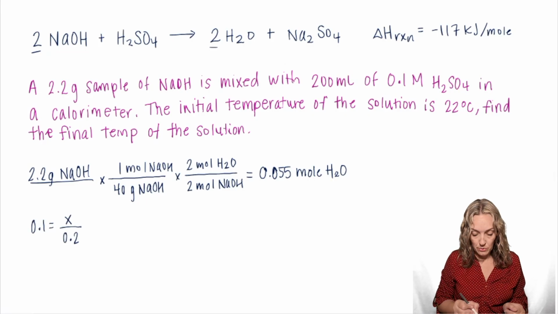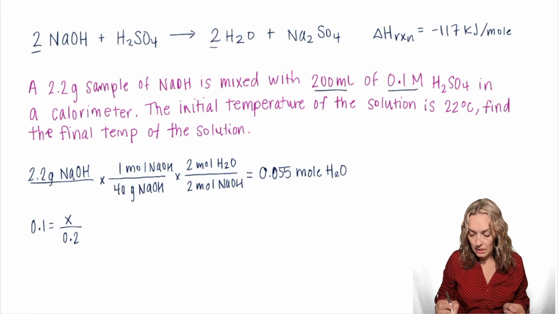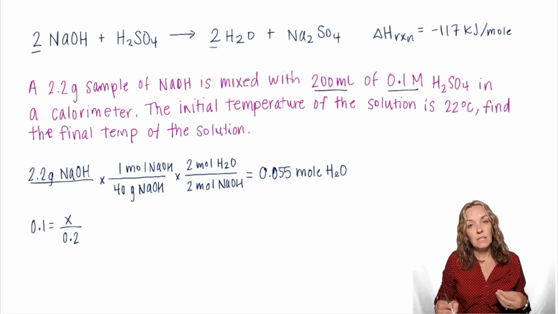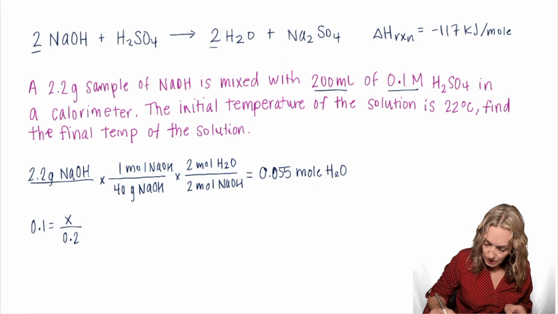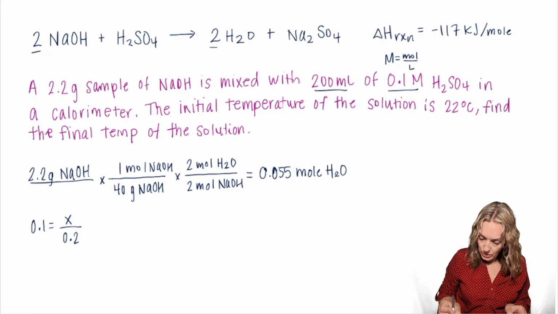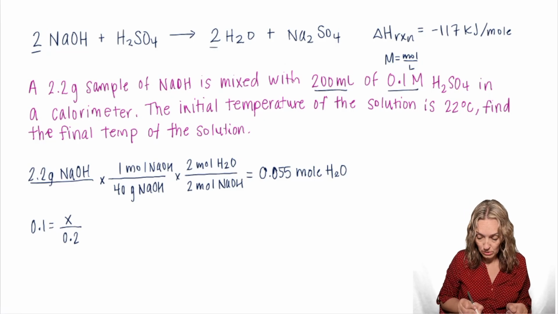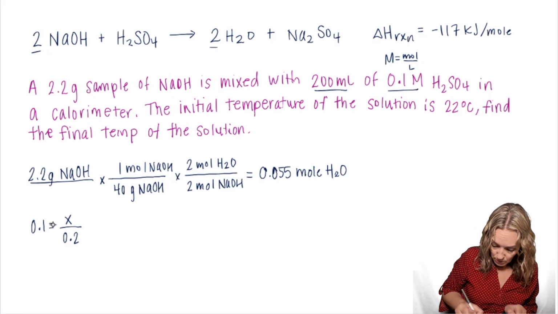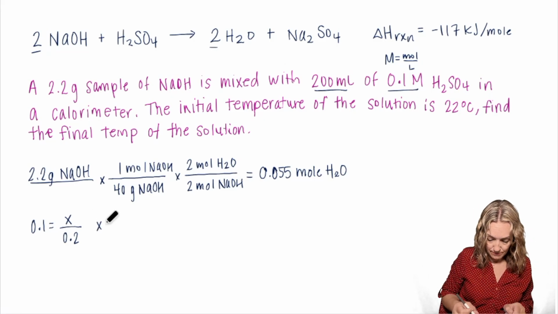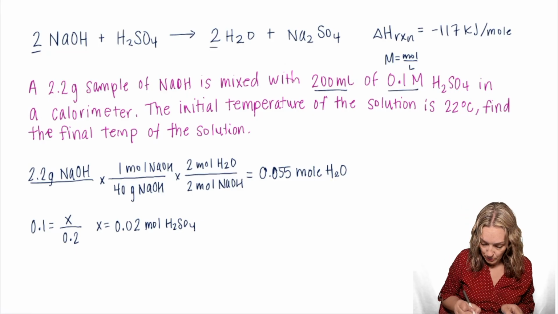For the H2SO4, I am given milliliters and molarity. Since it's a solution, I'm going to need to use my molarity equation, which is molarity equals moles over liters. I'm going to plug in the 0.1 for my molarity, and rather than using 200 milliliters, I need to be sure to convert that to liters and divide by 1,000, giving me 0.2 liters. I'm going to plug that in, which allows me to solve for X. When I solve for X, I find that I have 0.02 moles of H2SO4.